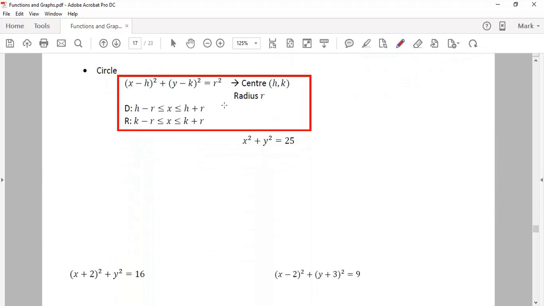The domain and range are easy to see once we sketch it. So let's draw a basic one, x squared plus y squared equals 25. Notice how there's no h or k, so that means our center is just going to be (0, 0).